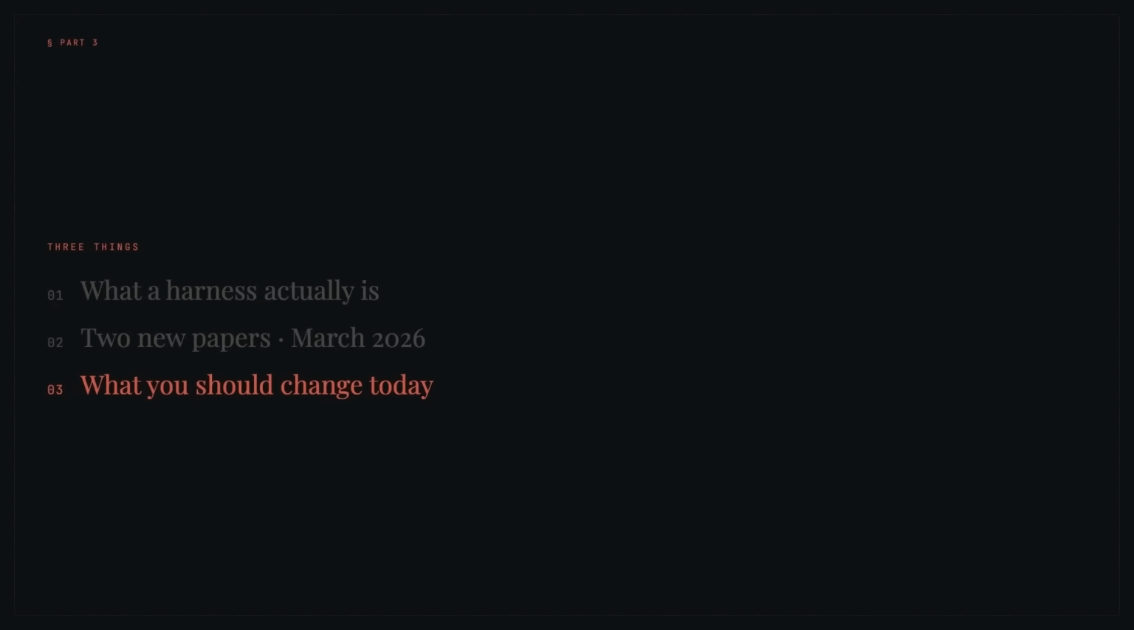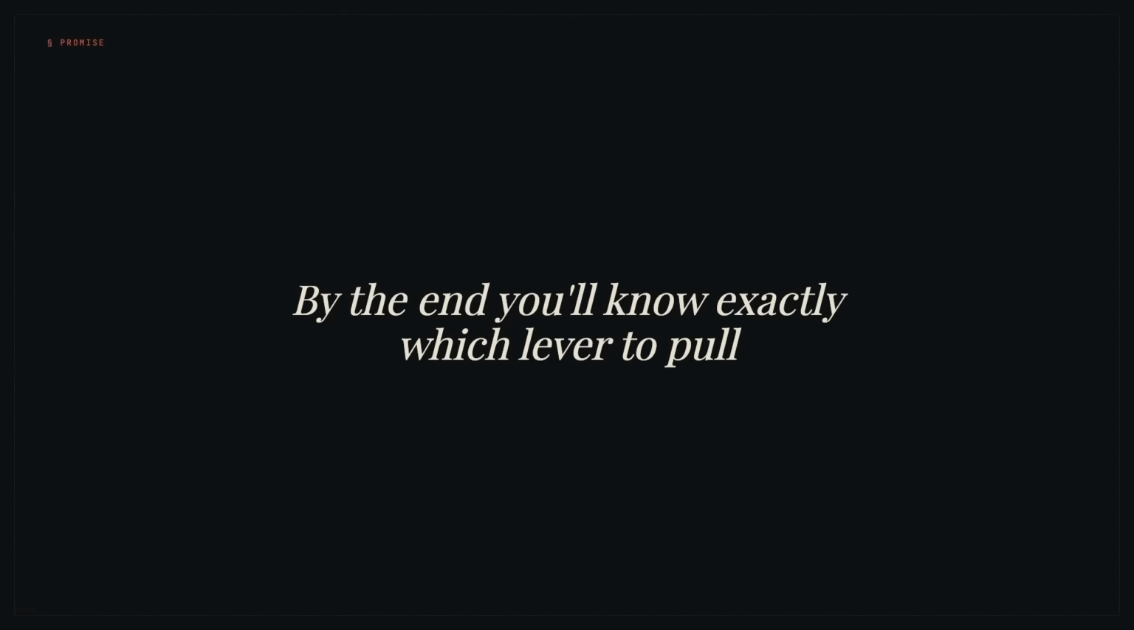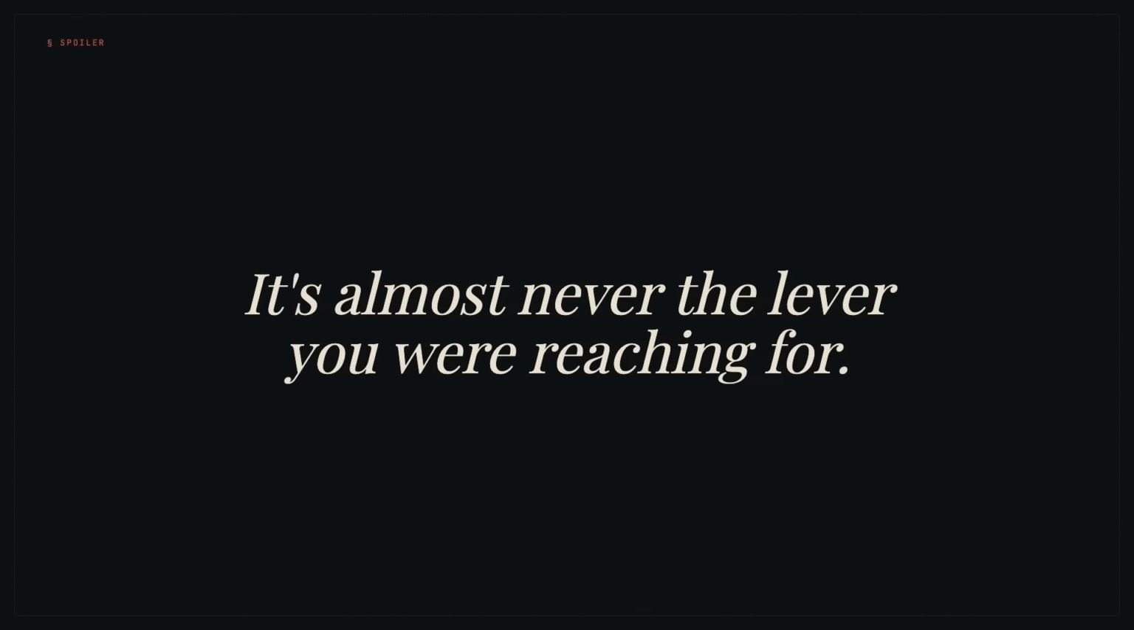Now, in this video, I'm going to walk you through 3 things. First, exactly what a harness is and why it matters more than the model itself now. Second, the 2 papers from Tsinghua and Stanford that formalize this as a discipline known as harness engineering. And third, the practical takeaways, what specifically you should change about how you build agents starting today. By the end of this video, you will know exactly which levers to pull when your agent is underperforming. And I think you will find it's almost never the lever you are reaching for.